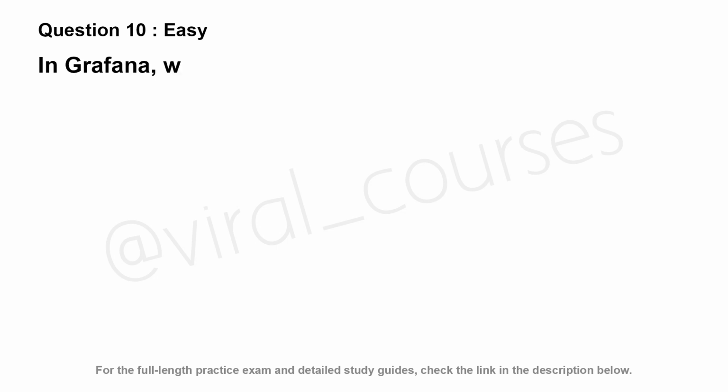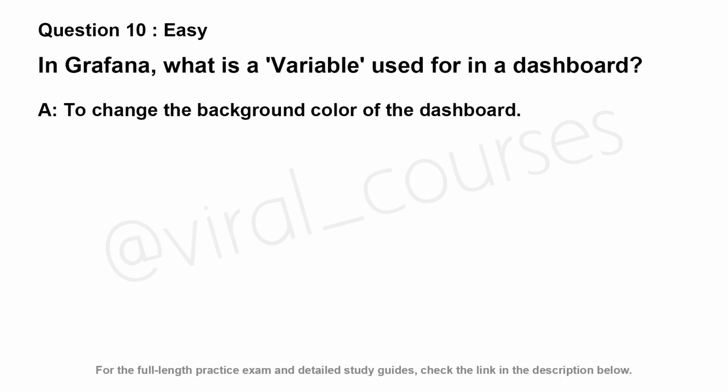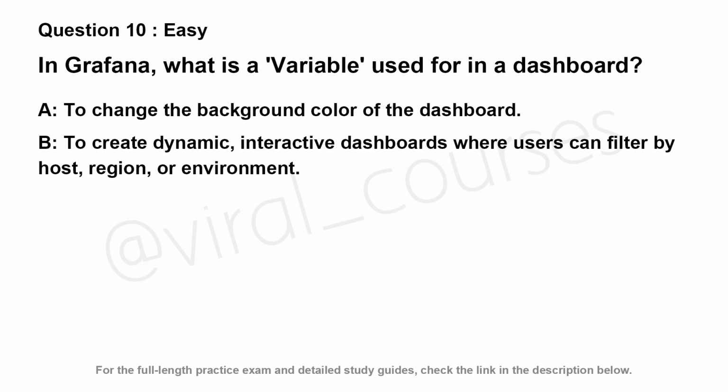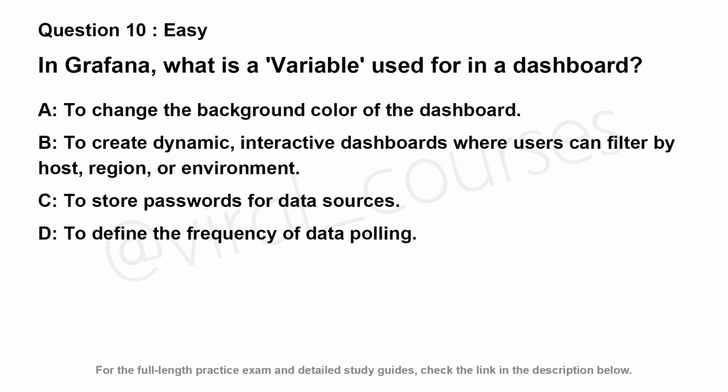In Grafana, what is a variable used for in a dashboard? Option A. To change the background color of the dashboard. Option B. To create dynamic, interactive dashboards where users can filter by host, region, or environment. Option C. To store passwords for data sources. Option D. To define the frequency of data polling.